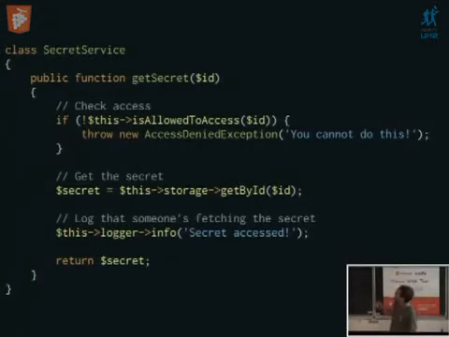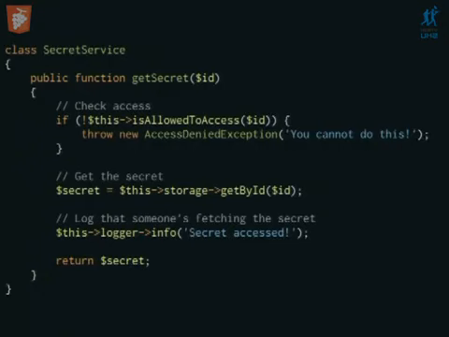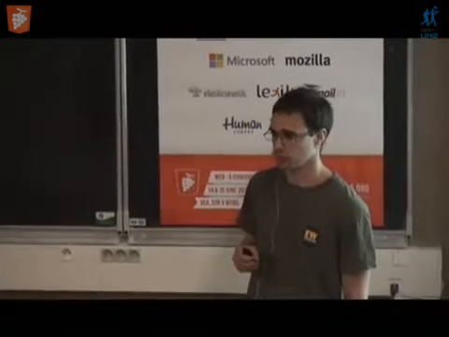So here, can everybody see that all right? Okay. So here we have a getSecret method, and it starts by checking access and throws an exception if the user is not allowed to do something, then gets a secret, and then logs that the secret has been accessed before returning it.